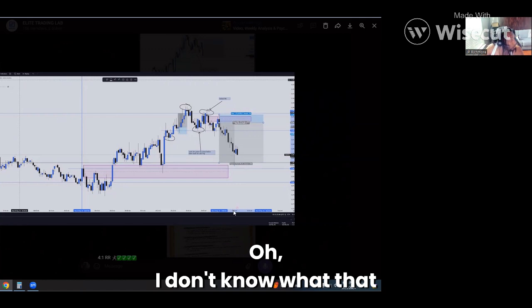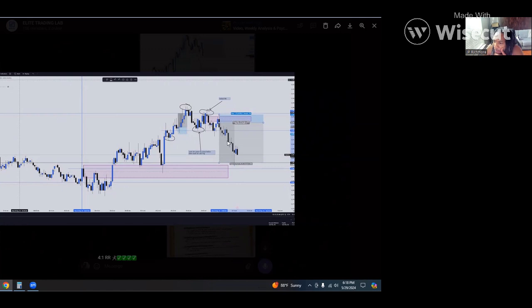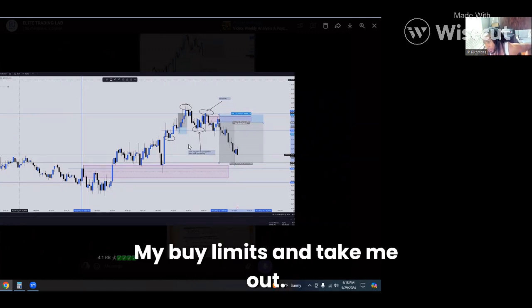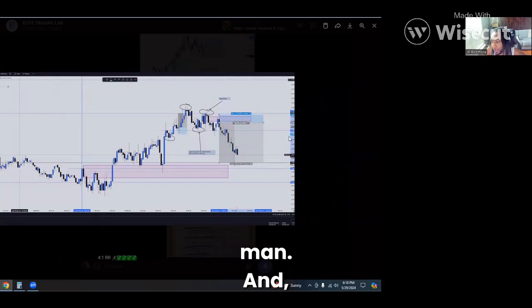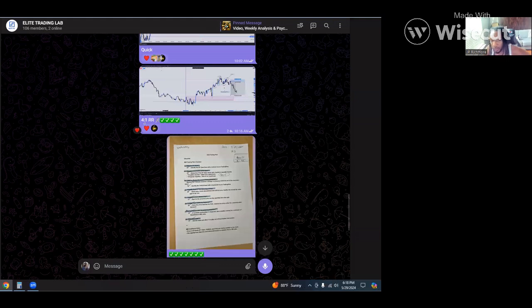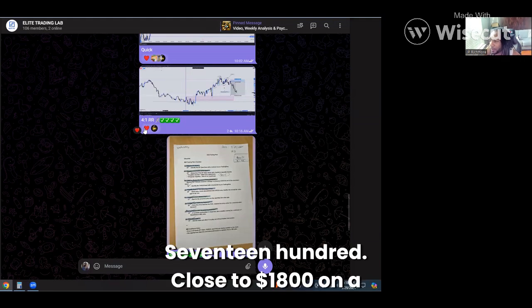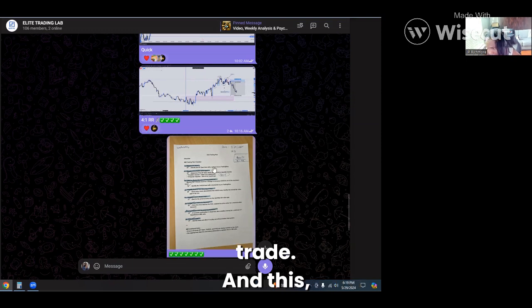I was in there for 11 minutes, and price just smashed my buy limit to take me out. So what a day, man. And it was a 4.5 risk to reward. I ended up making $1,700, close to $1,800 on the trade.